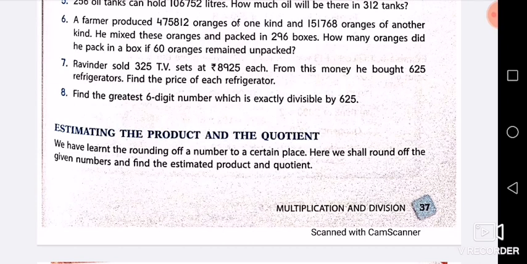So we'll do this question 7 and 8 tomorrow. Today we will finish our video here only. So you will complete these questions number 4, 5 and 6 which we have done, tomorrow in your notebook. So that's all for today. Good day children.